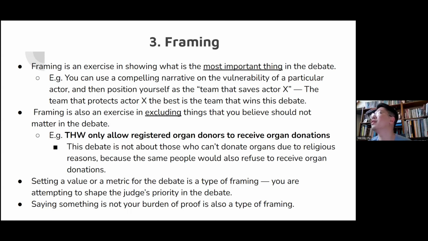For example, I'm trying to think of a specific debate. If this debate is about, okay, never mind. I'll come to the example later.